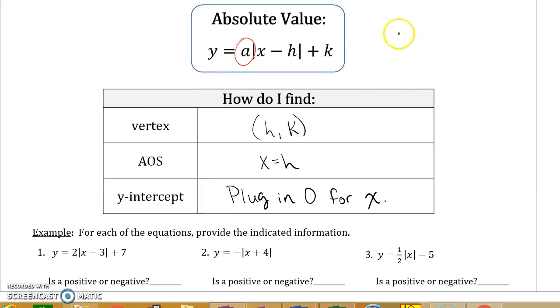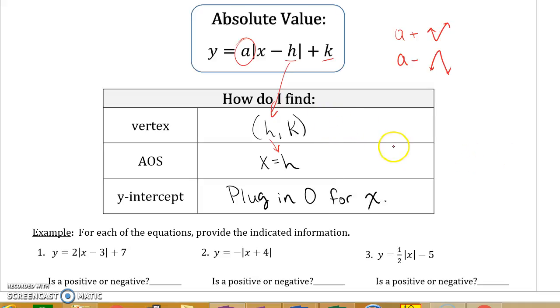If A is positive, then the V will open up. If A is negative, the V will open upside down. The vertex will be at (h, k). You'll still change the h. If it says negative, you'll change it to a positive, and vice versa. Your axis of symmetry will be the same as it was for the parabola, so that first value in your vertex. To find the y-intercept, we still have to plug in 0 for x. So a lot of that is the same.